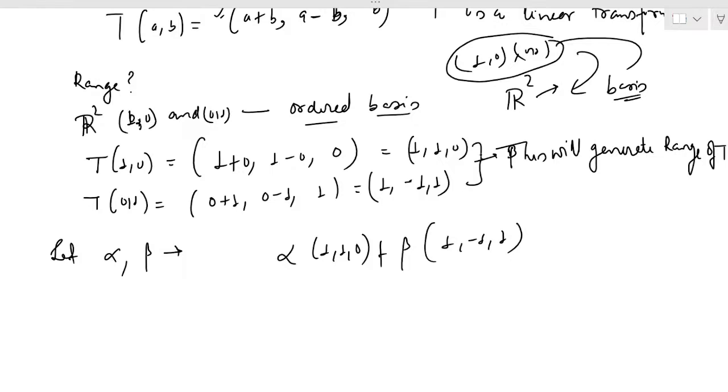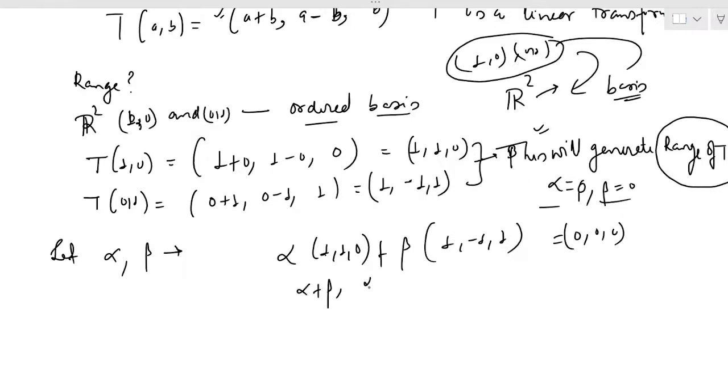If they are the basis sets in R^3, then I know that they are going to be linearly independent. That is, if alpha (1, 1, 0) plus beta (1, -1, 1) forms the basis and I equate it to 0, I can say that alpha should come out as 0 and beta should come out as 0. Let us see whether this happens or not.